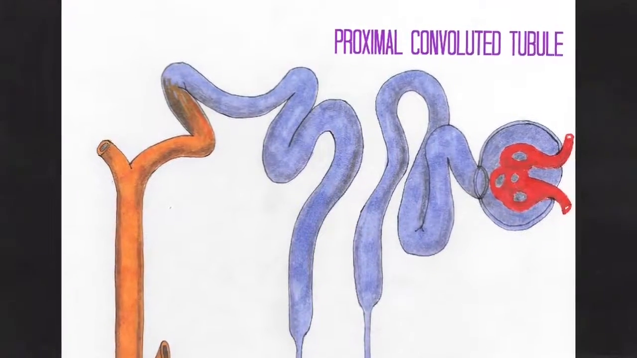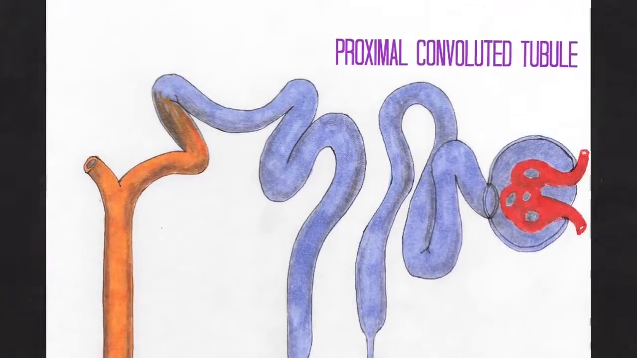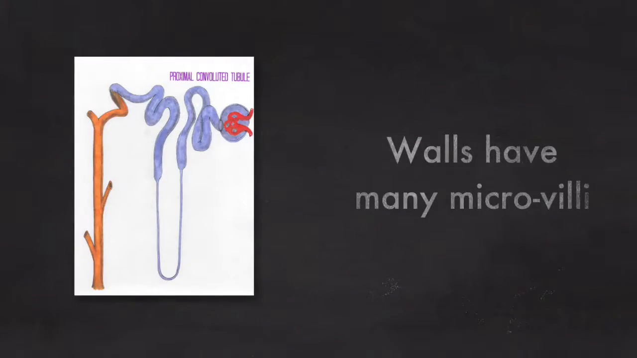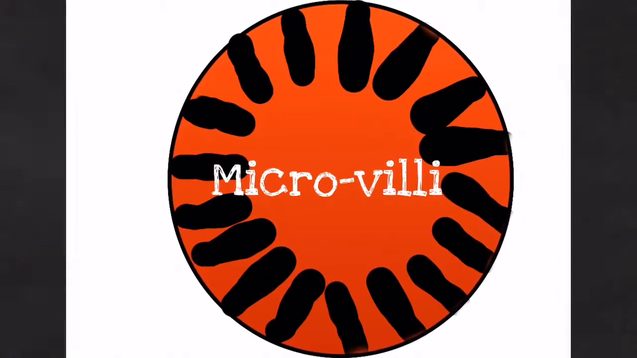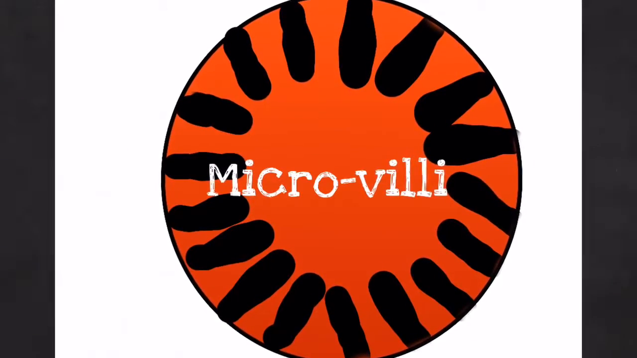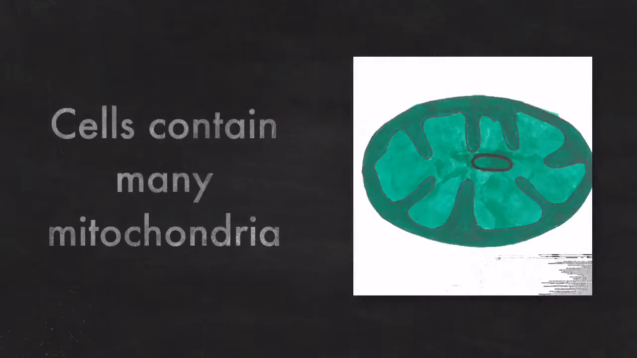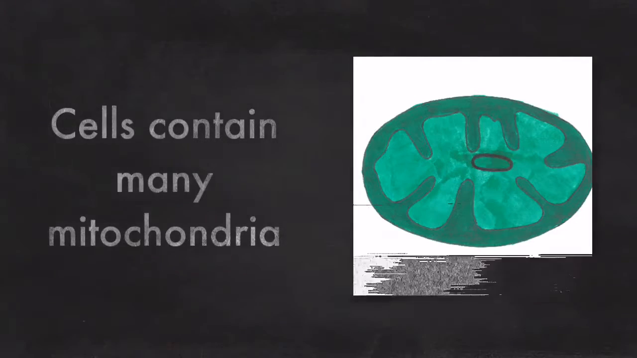Going down from Bowman's capsule is the proximal convoluted tubule. If you were to look inside the proximal convoluted tubule, its walls would have many infoldings, many microvilli. These microvilli increase the surface area and so are facilitating reabsorption. A key feature of the walls of the proximal convoluted tubule is that the cells contain many mitochondria, and this is important because cellular respiration takes place in the mitochondria, so lots of ATP will be made and used.